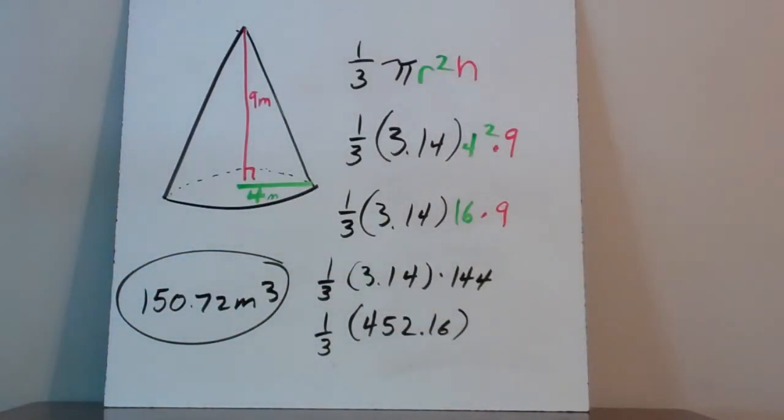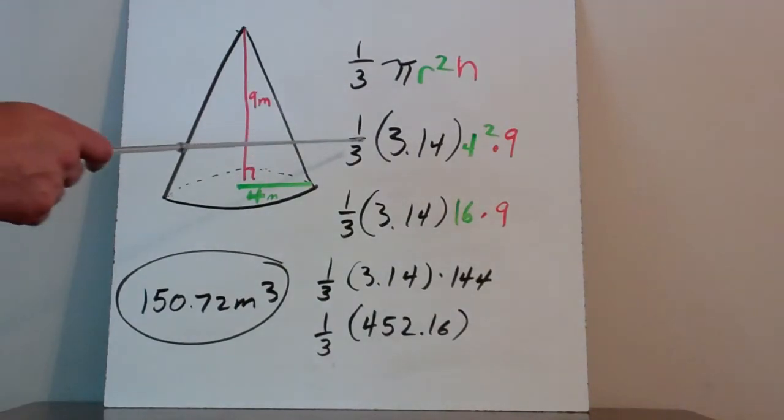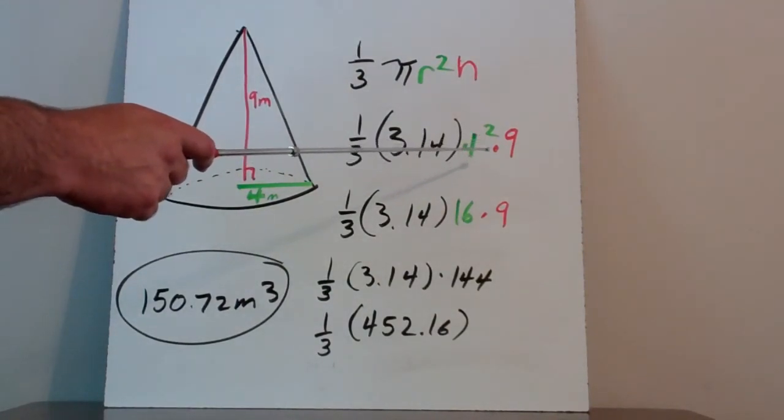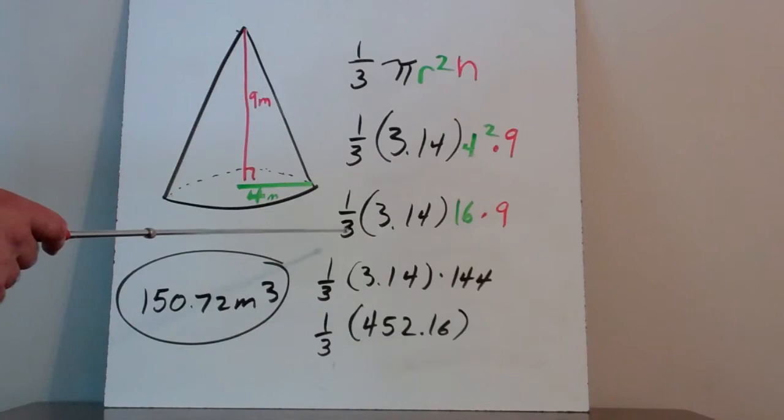Alright, and then for another example, we have a cone, this time with a height of 9 and a radius of 4. So again, we're going to use 1/3 pi times the radius squared times the height. Okay, so 1/3 times 3.14 times 4 squared times 9.